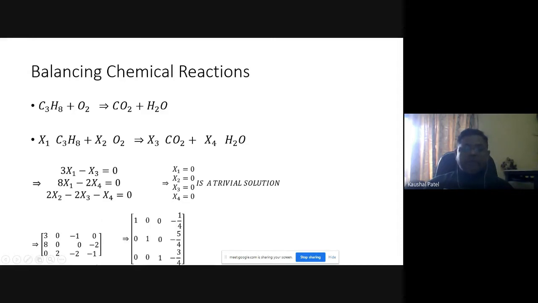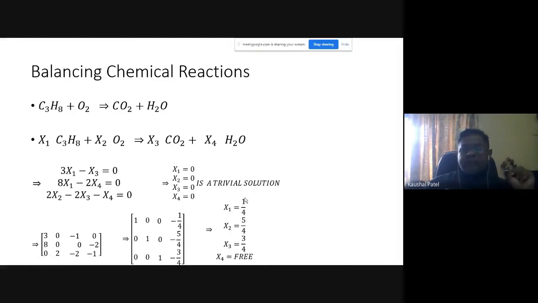Now we can convert it into the row reduced echelon form. Here we use the row reduced echelon form; in the previous example, we went with the row echelon form. Both are the same actually, but they have a different interpretation. So here I can go with this one. So x1 is equal to 1 by 4, x2 is equal to 5 by 4, x3 is equal to 3 by 4 and x4 is free.